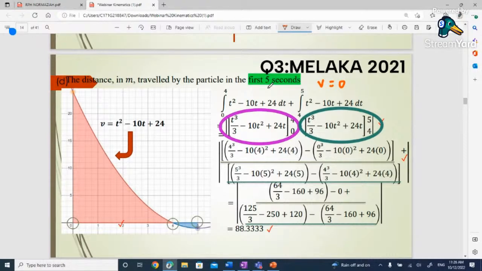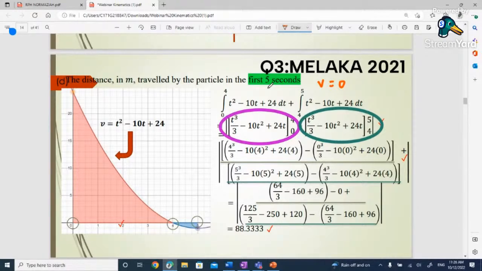Okay, so kita ingat. So we have two parts. Sebab apa this particle change direction at 4. Kalau ingat tadi soalan yang B tadi kan. So we have two integration lah. Kita kena bagi dua lah. The first part is from 0 to 4. Second part is from 4 to 5. Kenapa 4 to 5? Because kita nak cari first 5 second. Okay, so 0 to 4.